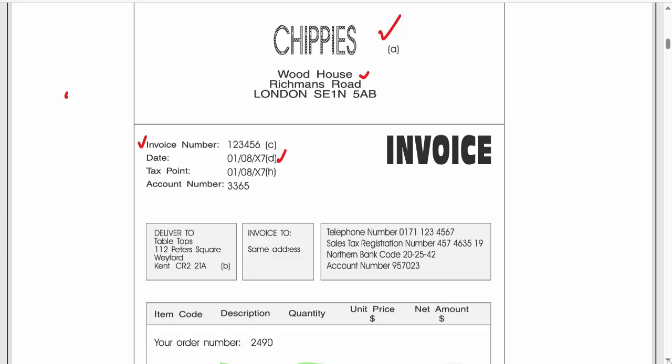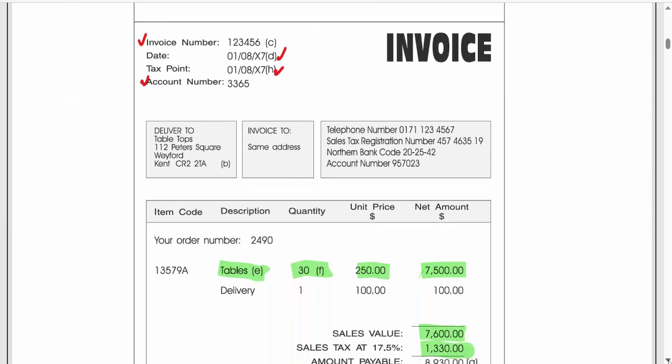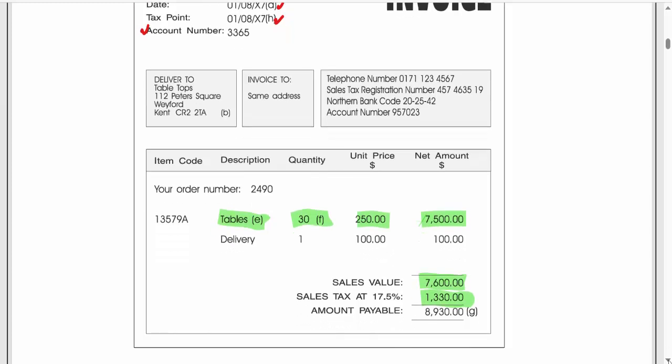This represents the date the invoice was issued, which is important for record keeping and tracking when payment is due. Tax point. The tax point, or time of supply, is also dated 108X7. This indicates the date the transaction occurred for tax purposes, which is crucial for calculating when sales tax applies. Account number. This is the seller's reference account number, 3365, which may be used internally by Chippy's for customer account tracking.